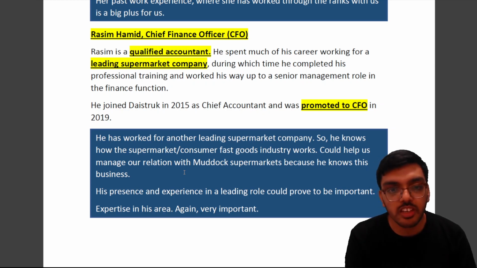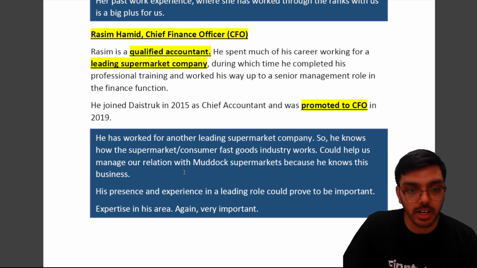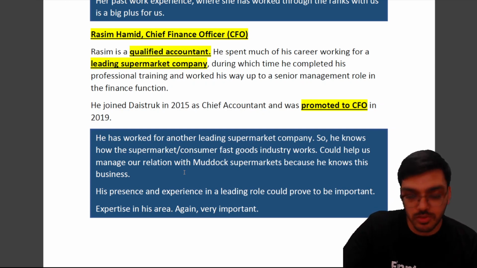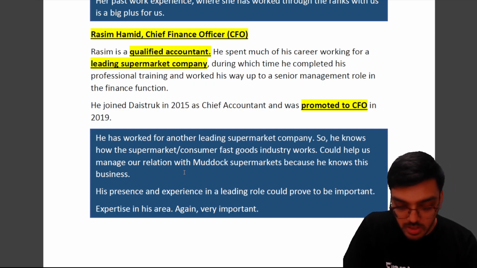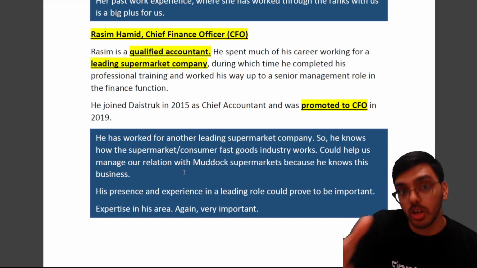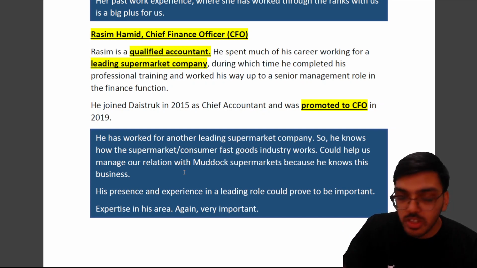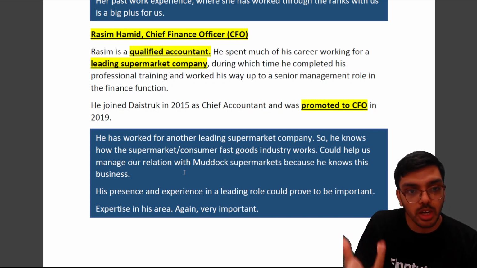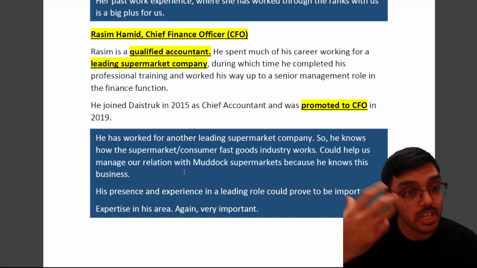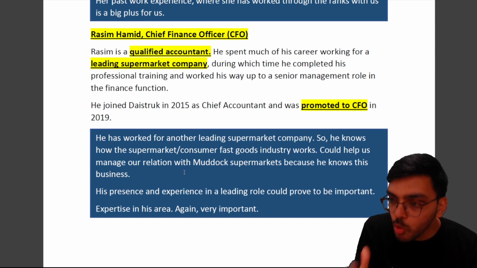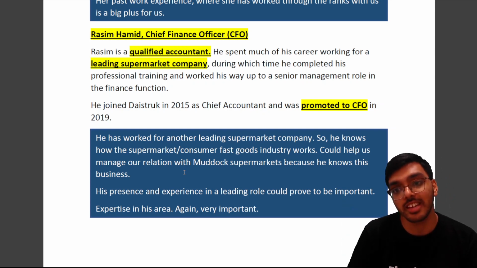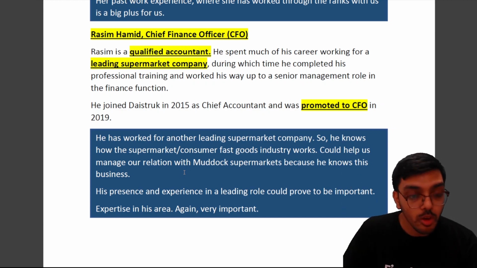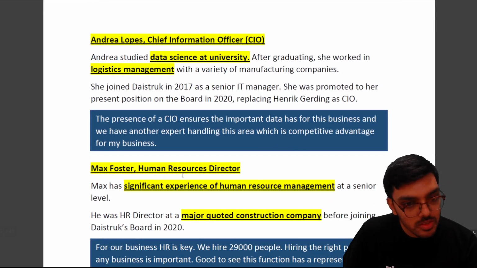So he has worked for another leading supermarket company. So he knows how the supermarket or fast moving consumer goods industry works. He could help us manage our relation with Murdoch supermarkets because he knows the business. He has worked for a leading supermarket company, so he knows what this company wants, and Murdoch's is a major revenue generating client for us. So Rasim's ideas and knowledge about supermarkets can prove to be very important in dealing with our stakeholder Murdoch. His presence and experience in a leading role could prove to be important. Again, he is an expert in his area. He has that background of an accountant, and it's very important for our business.